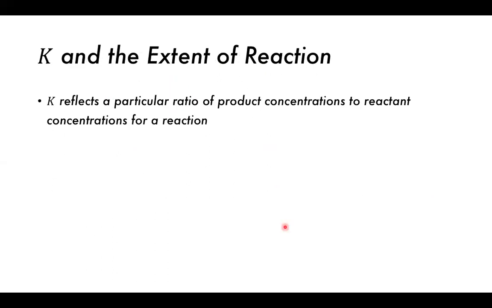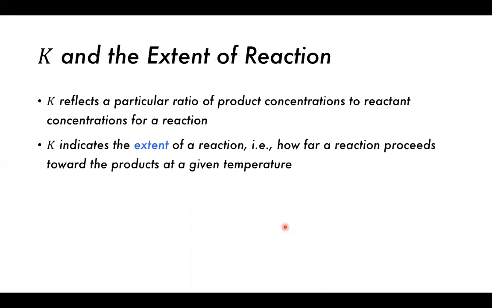K is important because it reflects a particular ratio of product concentrations to reactant concentrations for a reaction. It indicates exactly how far a reaction proceeds towards the products. A large value of K indicates almost complete conversion to product, whereas a small value of K indicates that we have a large remaining reagent balance. K indicates the extent of the reaction, i.e. how far a reaction proceeds towards a product at a given temperature.